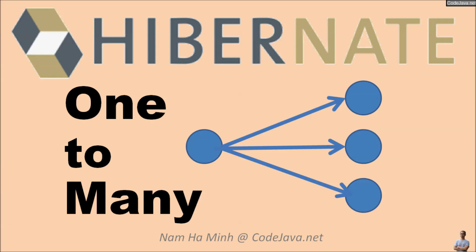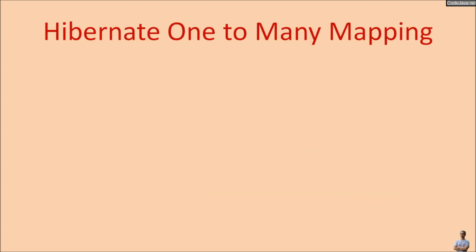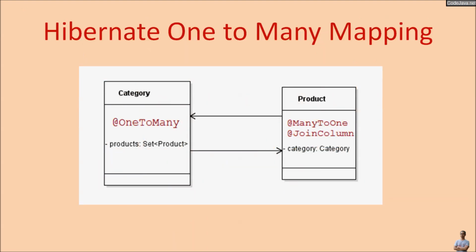So far you have learned how to implement one-to-many mapping with JPA annotations in the Hibernate framework. The important point is to use the annotation one-to-many in the parent entity class, and many-to-one in the child entity class, and also the join column annotation.